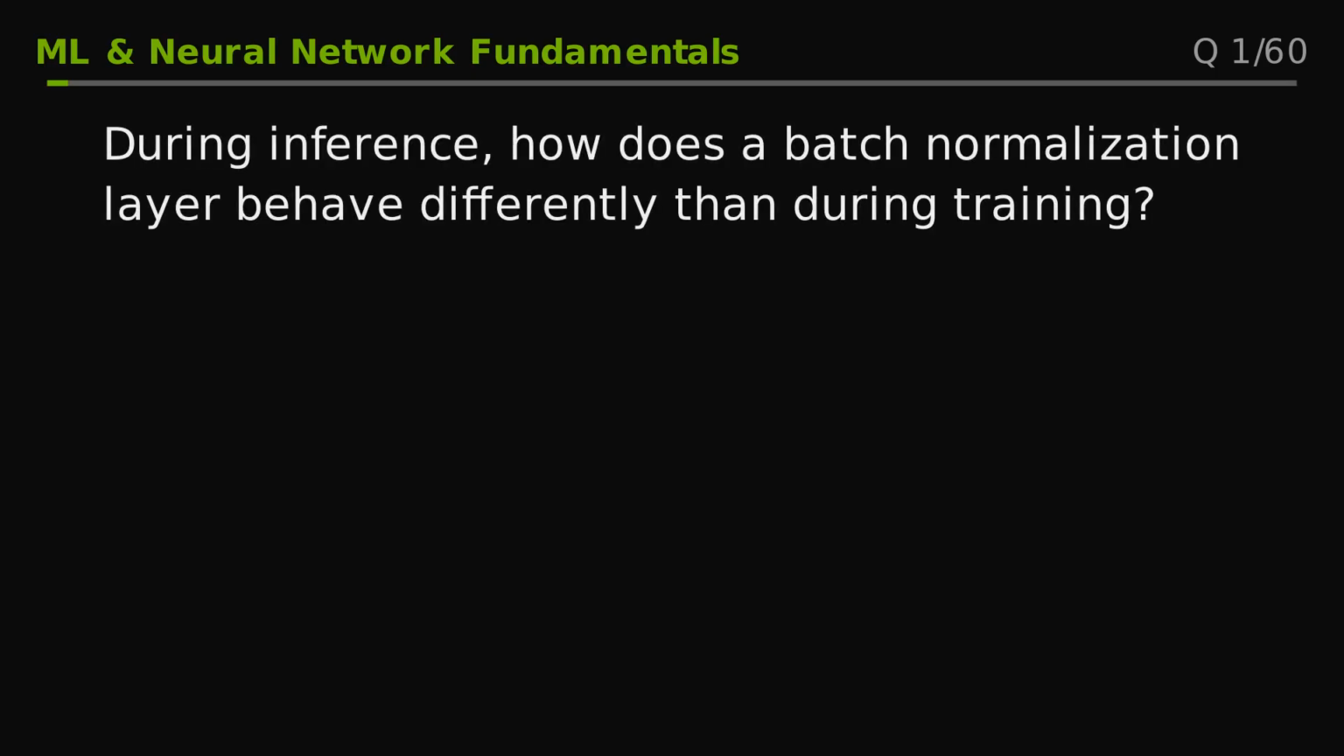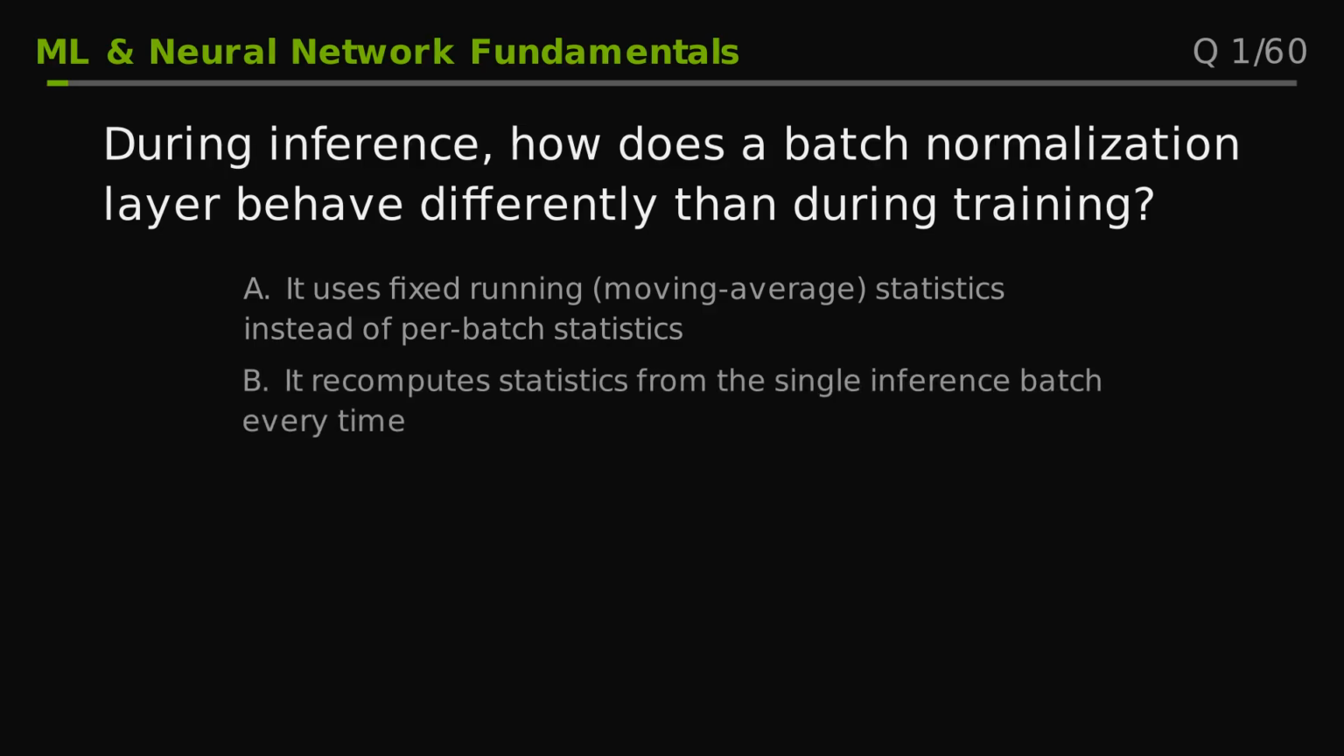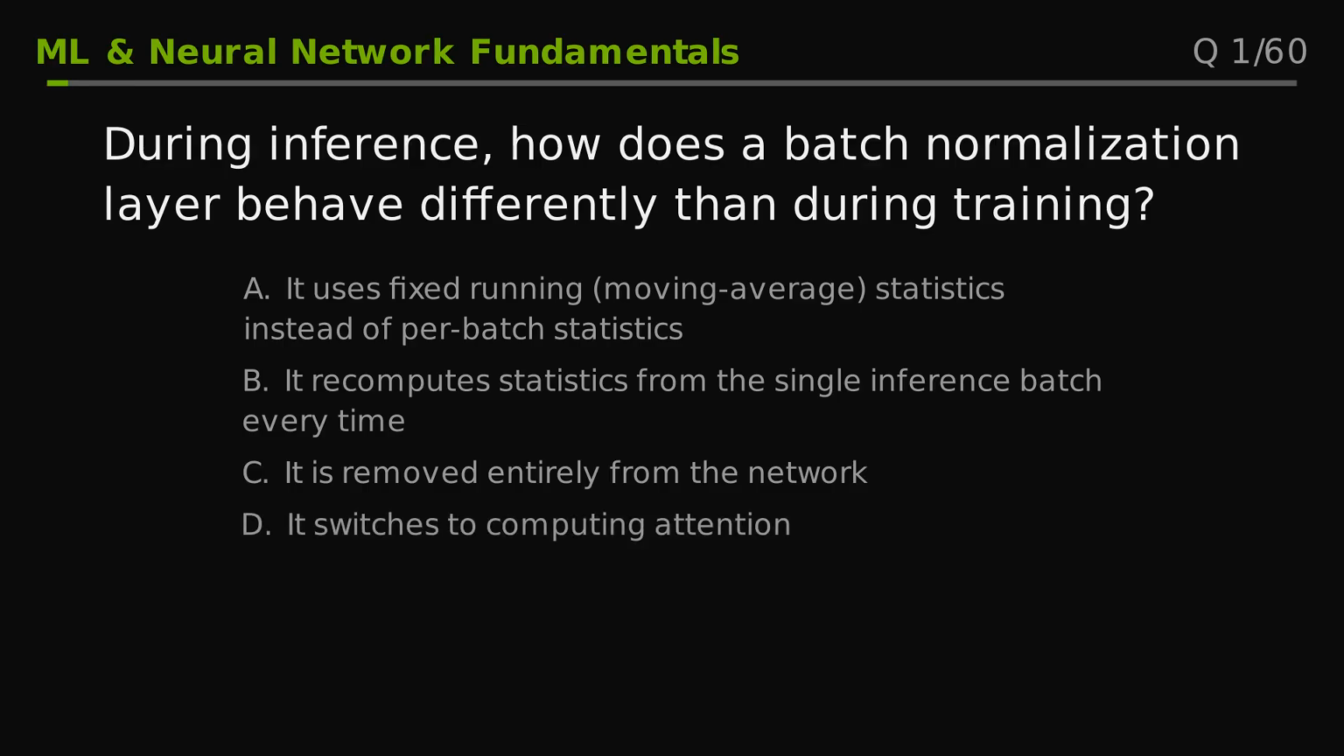Question 1. During inference, how does a batch normalization layer behave differently than during training? Option A. It uses fixed running, moving average statistics instead of per batch statistics. Option B. It recomputes statistics from the single inference batch every time. Option C. It is removed entirely from the network. Option D. It switches to computing attention.